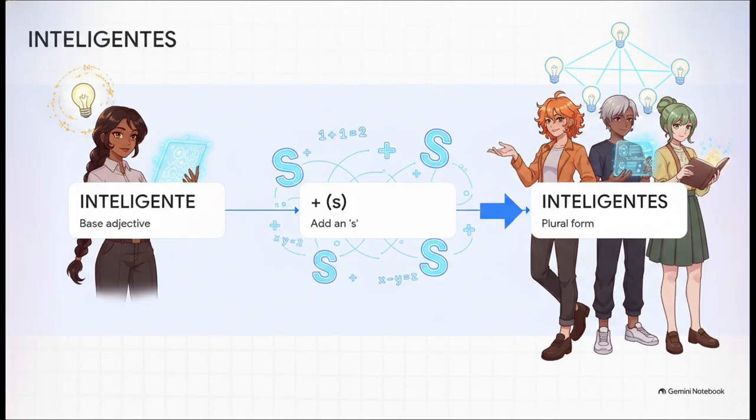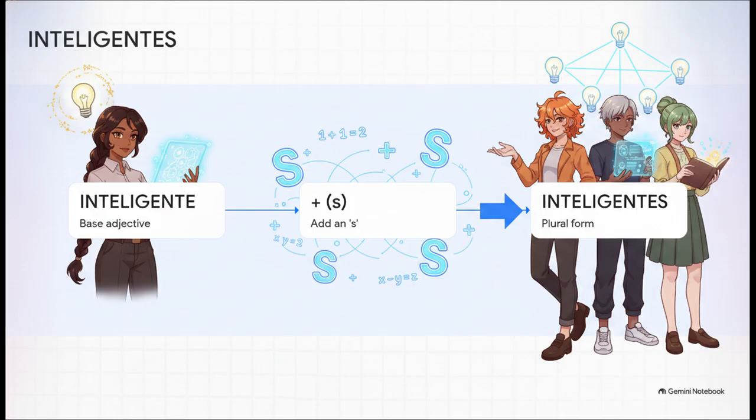Okay, so now we need adjectives to describe them, but since we're talking about a group, we have to make our describing words plural. Now, don't let the grammar intimidate you here. Just think of it like a really simple math equation. Step 1, take your singular adjective, like inteligente, or intelligent. Notice how it ends in the vowel E. Step 2, when a word ends in a vowel in Spanish, we just add the letter S. That's it, which gives us our result, inteligentes. So, one intelligent person is inteligente. A whole group of them, inteligentes.